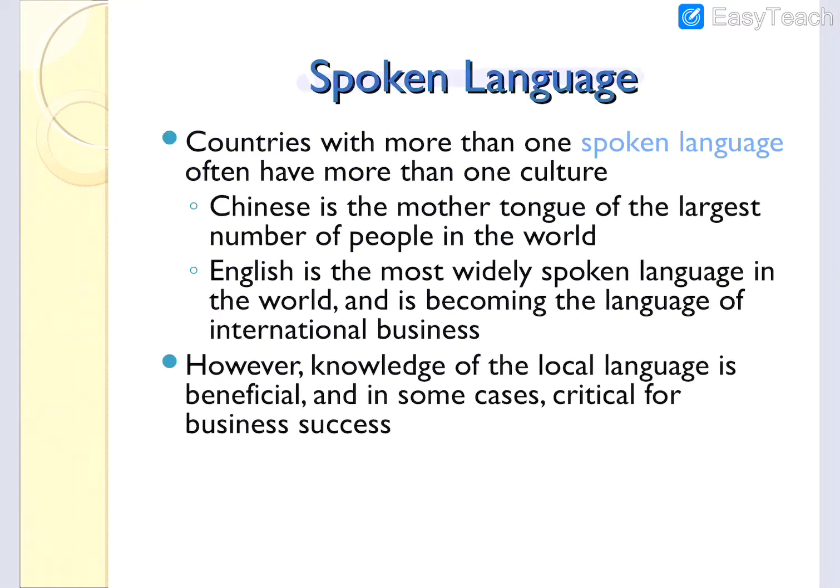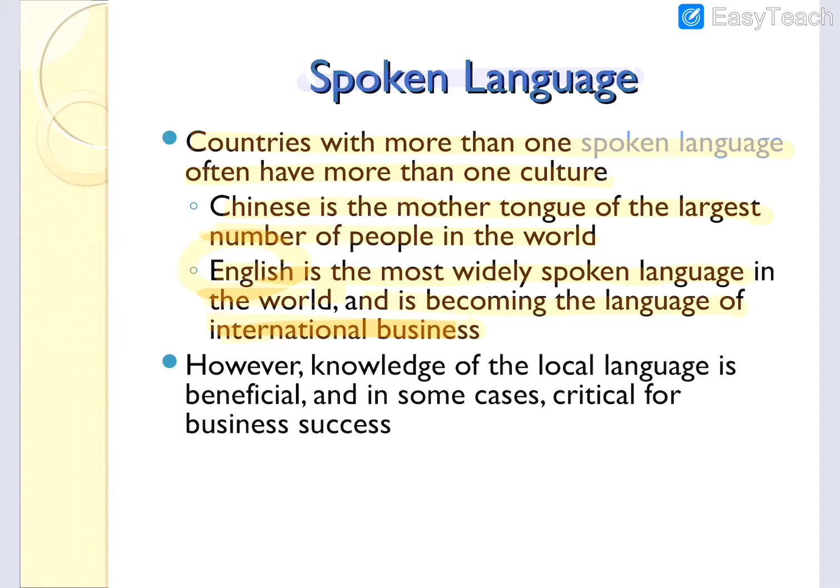Now go to the spoken language. Countries with more than one spoken language often have more than one culture. In Malaysia, we have more than one spoken language. We have Bahasa Melayu, Tamil, and Chinese, Mandarin. Chinese is the mother tongue of the largest number of people in the world. While English is the most widely spoken language in the world, and it is becoming the language of international business. So normally the language of international business is English.